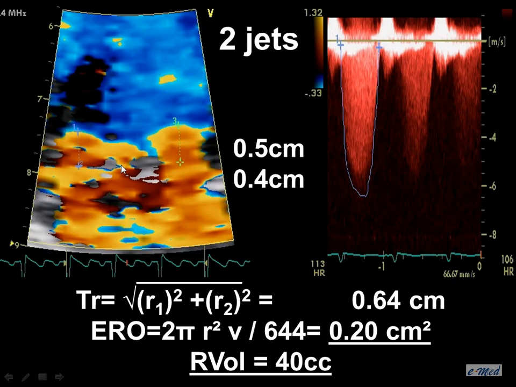In fact, there are 3 flow convergence. We measure the 2, and we make a calculation where we integrate the 2 radius to have a total radius, and we calculate, and the regurgitant volume is only 40 cc's. So we have saved an operation to this patient who was referred for surgery because we're able to quantify the MR and show that it was not severe.